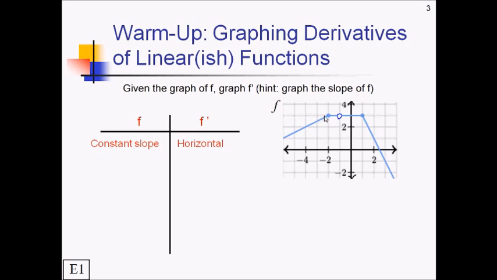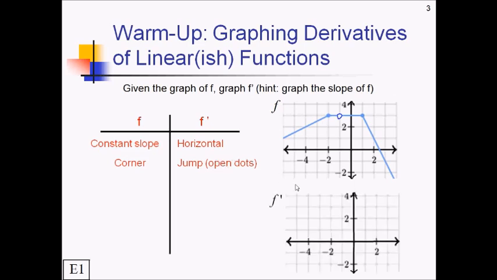And we also notice that we have a corner here. We're changing abruptly from one slope to another. So for your derivative, that means you're abruptly changing from one constant to another. So at a corner, then, we would expect you to be jumping from one constant to another. And since we know that you're not differentiable at corners, that jump should have open dots in both places. So let's go ahead and graph that piece of it.